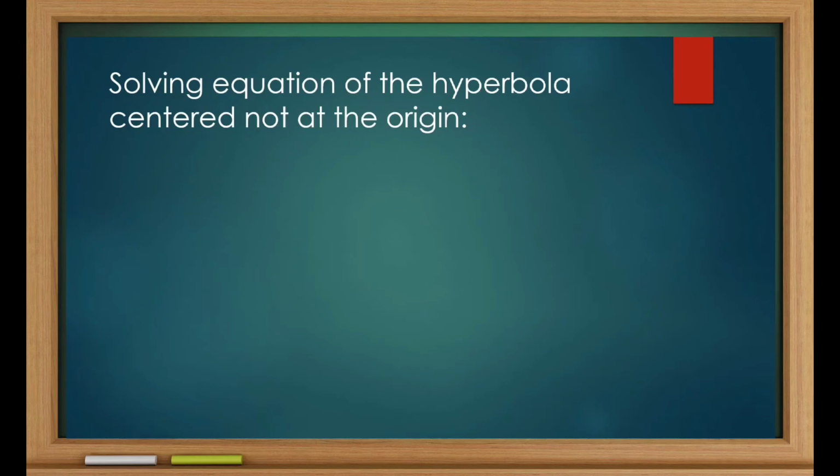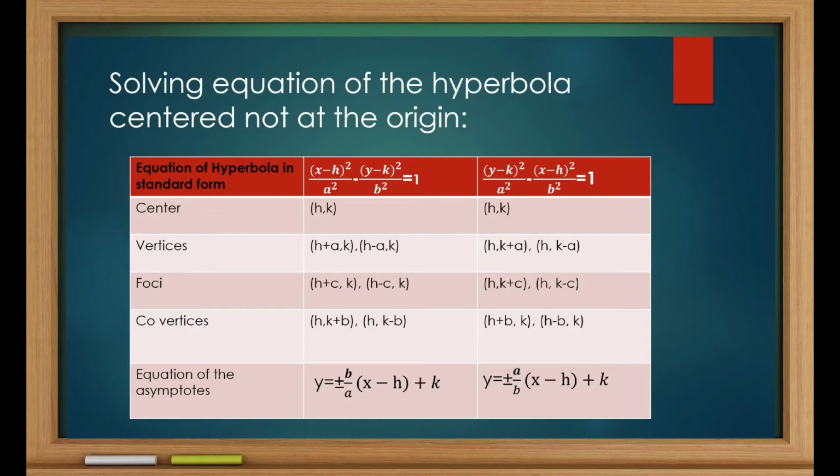Okay, let's proceed to solving the equation of the hyperbola centered not at the origin. I have a table of two equations that say the center of the hyperbola is not at the origin if the values of h and k are given. So, if we have the equation the quantity of x minus h squared over a squared minus the quantity of y minus k squared over b squared equals 1, to find the center, vertices, foci, co-vertices, and the equation of the asymptotes, just follow the pattern below as well as the other equation.